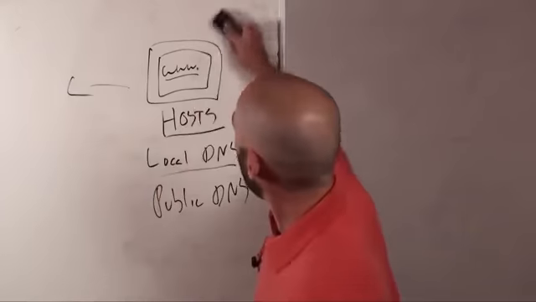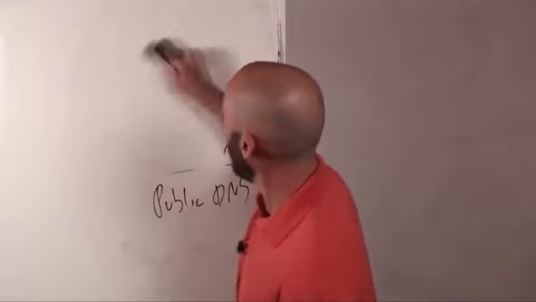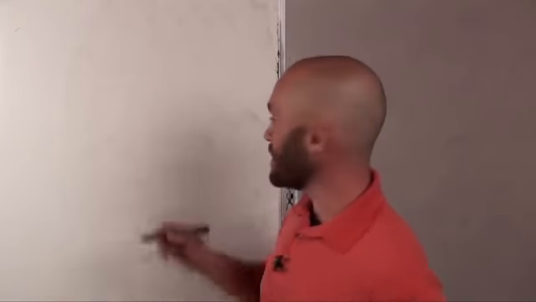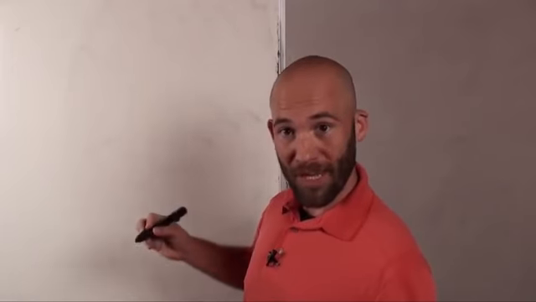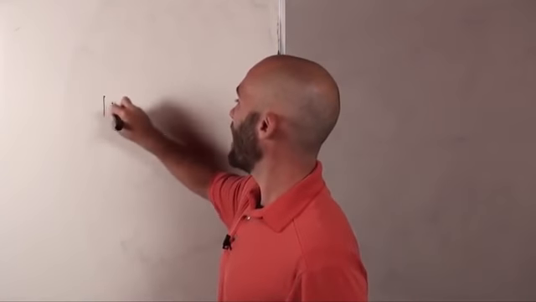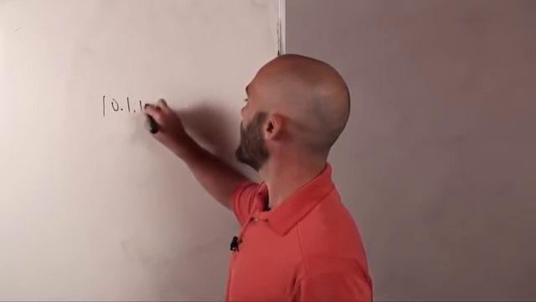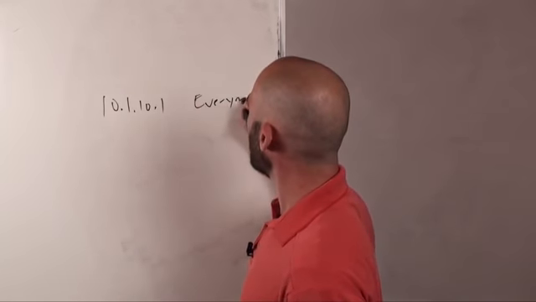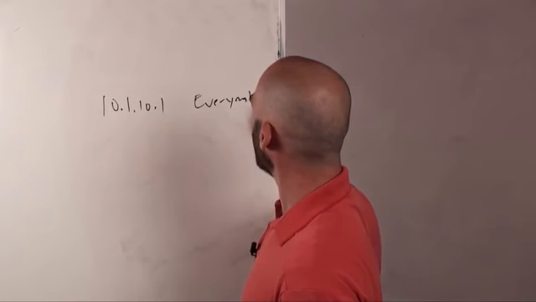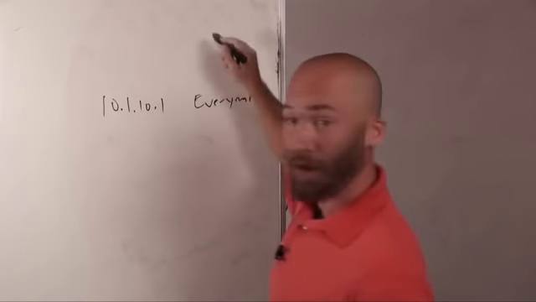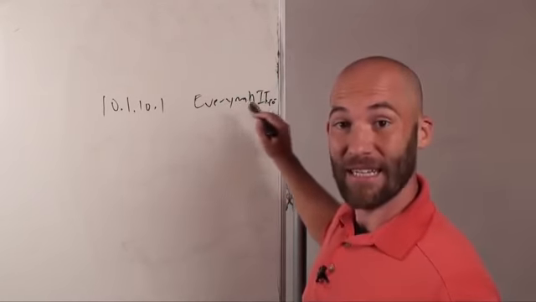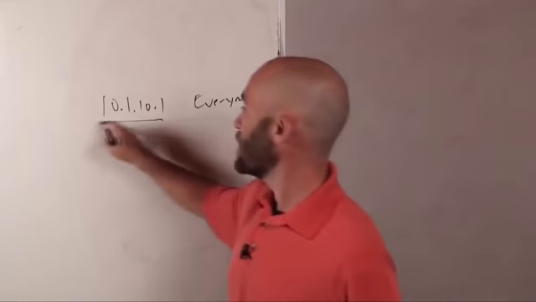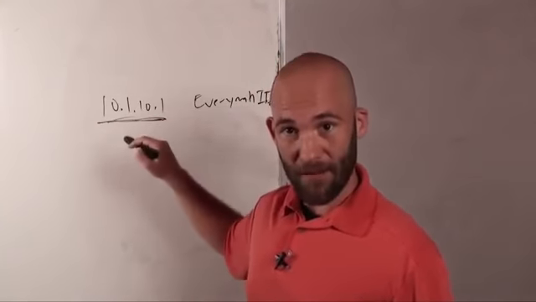So since we understand the host file, the local DNS and the public DNS, now we just need to go over how this works a little bit. When we're looking at the host file, you will have an IP address, let's say 10.1.10.1, and that will point to, let's say, everymanit.com. So if you're trying to go to everymanit.com, it will point you to this IP address.